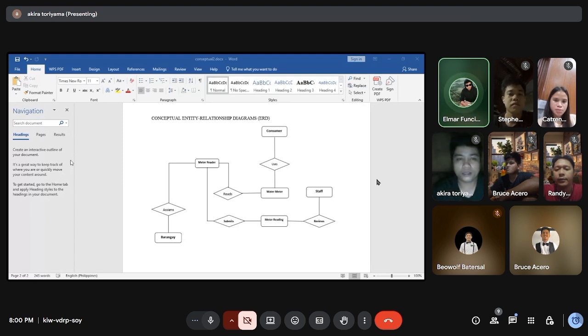And the other one is the consumer. So the consumer uses water meter. Each consumer is linked to a specific water meter installed at their premises, in their area. The meter records the actual water usage of the consumer over time. And also we have the meter reader.